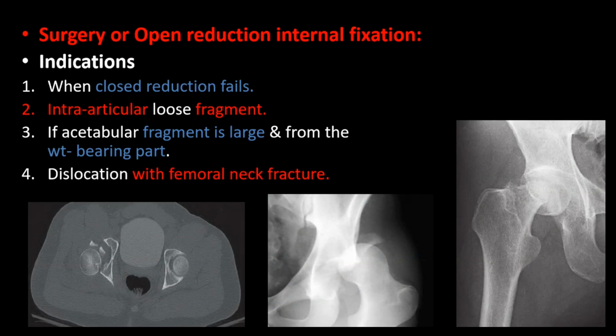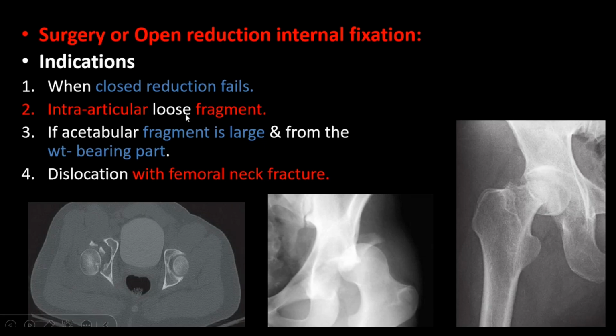There are some conditions where closed reduction cannot work. In that case, surgery, or open reduction with internal fixation, is done. So what are the indications for surgery? Let's see. The very first is failure of the closed reduction. Due to many reasons, closed reduction might fail. So if there is a failure of the closed reduction, then one will go for surgery.